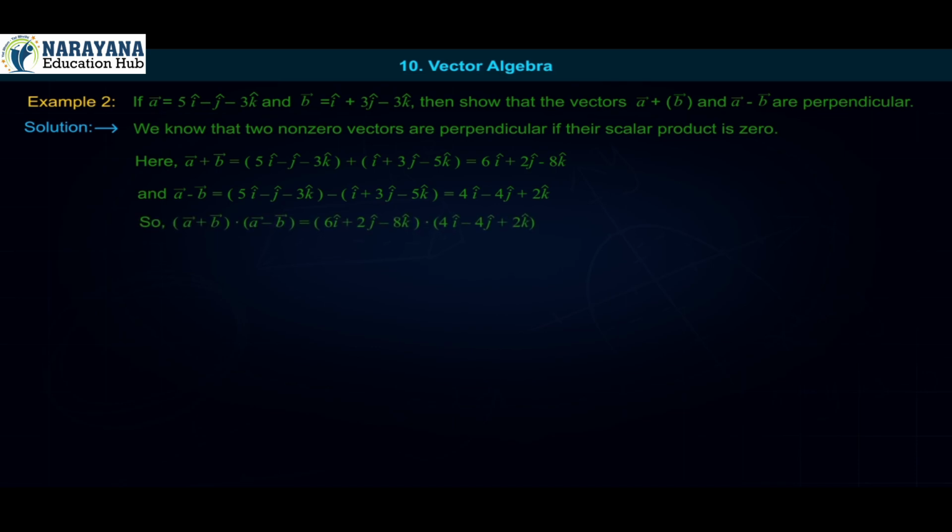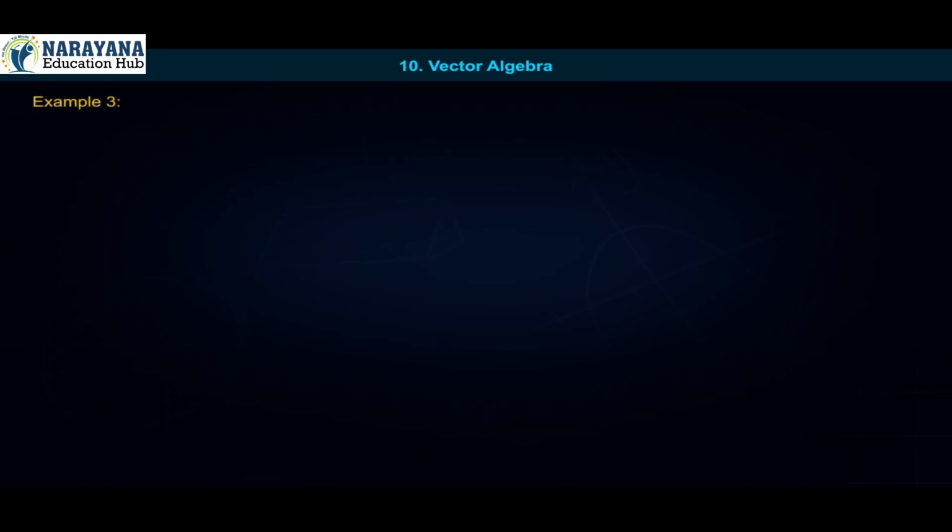So, vector A plus vector B into vector A minus vector B is equal to 6i cap plus 2j cap minus 8k cap into 4i cap minus 4j cap plus 2k cap is equal to 24 minus 8 minus 16 is equal to 0. Hence, vector A plus vector B and vector A minus vector B are perpendicular vectors. Example 3.